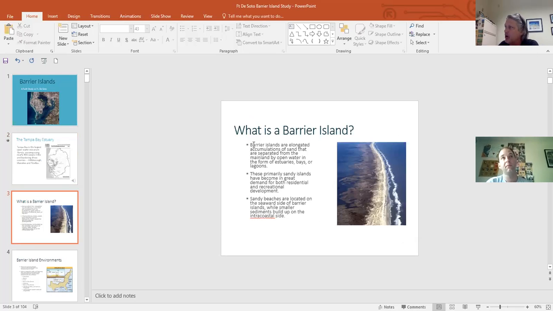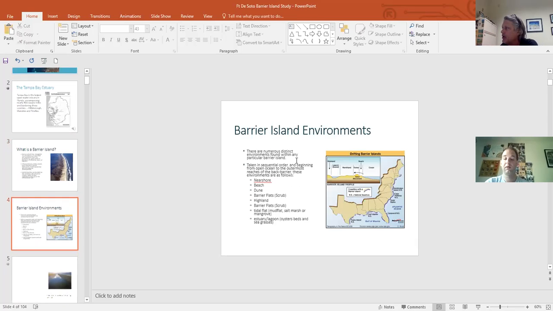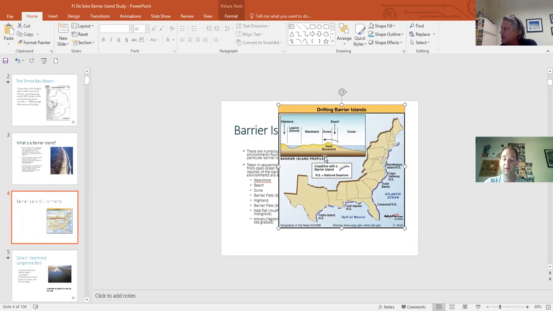So barrier island, we know, elongated accumulations. It's separated from the mainland by open water. That's our intracoastals, which are estuaries, bays. You know, most texts refer to them as lagoons, but most people refer to them as the intracoastals. So that's what they are. All around the East Coast, you have an extensive barrier island chain.